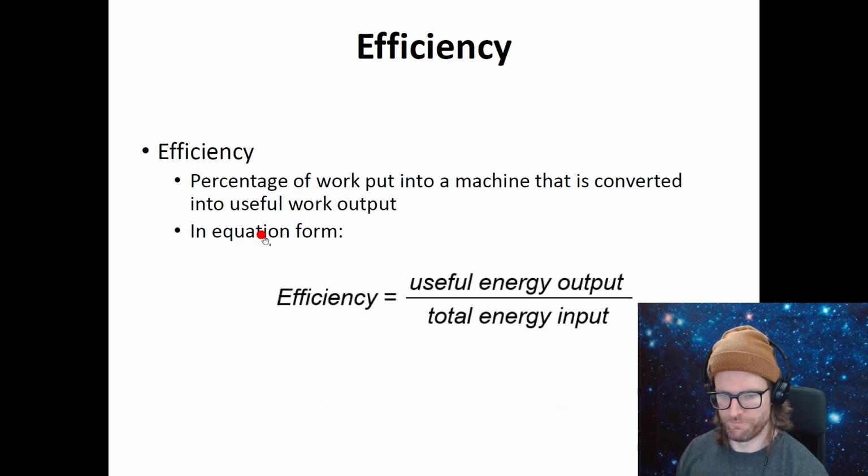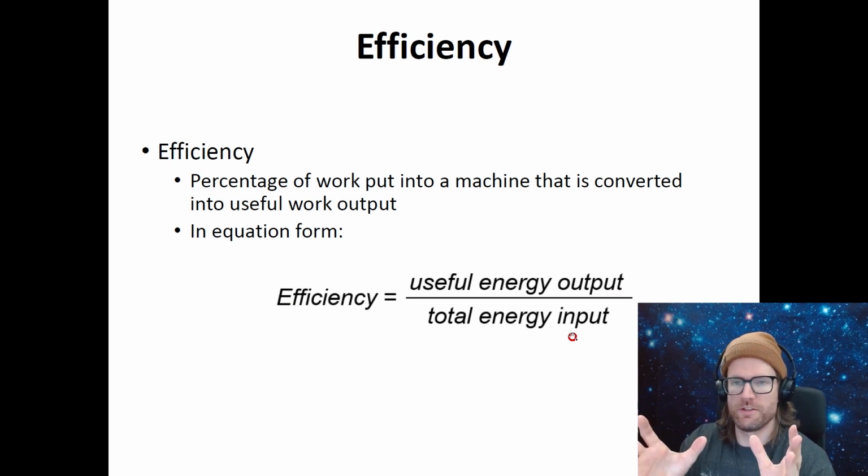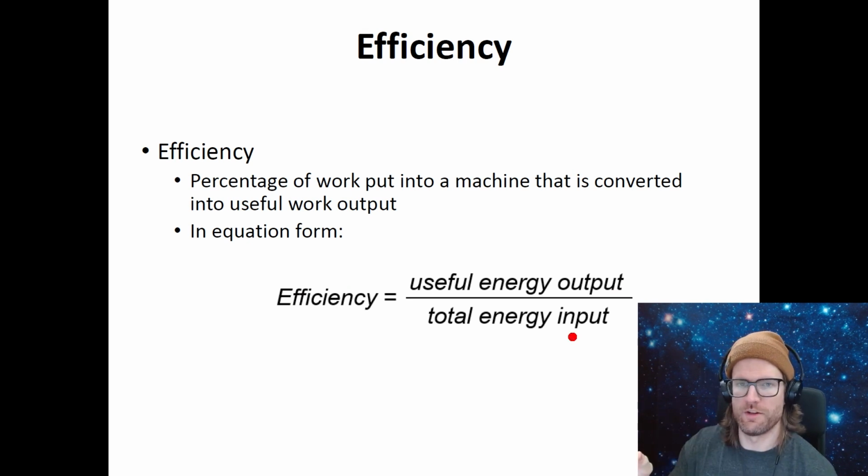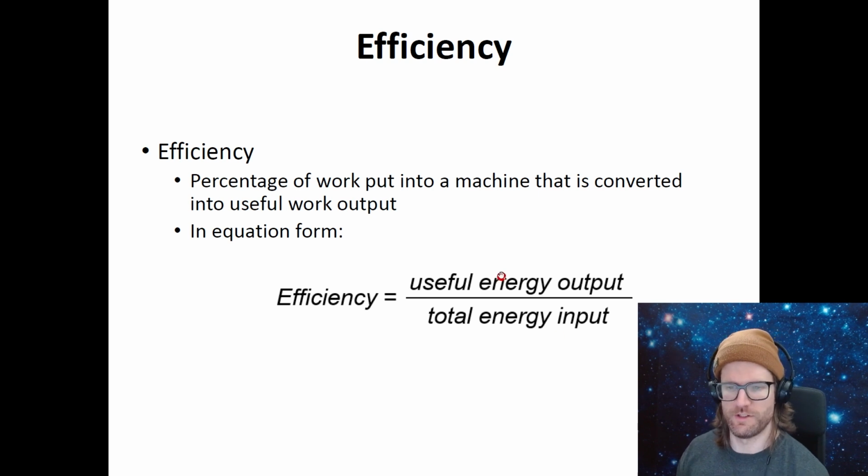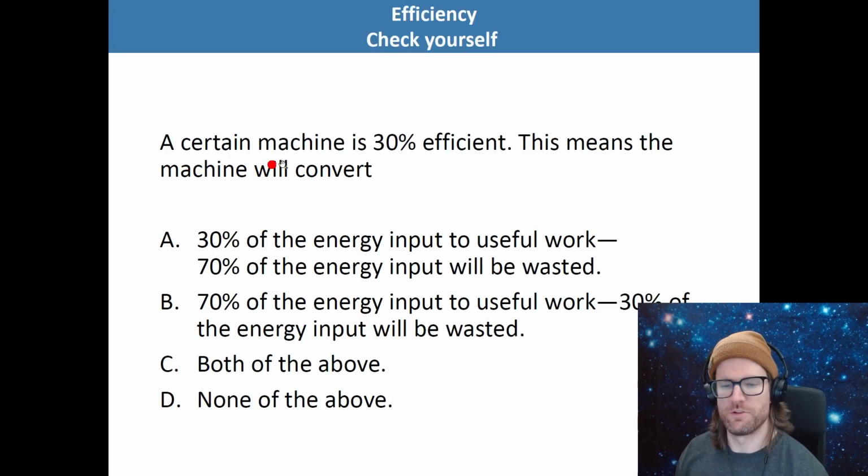All right, efficiency. Efficiency is useful energy output over total energy input. So we put energy into something we want to do, we get some useful energy out. What's that percentage? That's our efficiency. Okay, a certain machine is 30% efficient. This means that the machine will convert 30% of the energy input to useful work. That sounds good. 70% of the energy input will be wasted. That sounds right. That sounds like what efficiency means. 70% of the energy input to useful work? That sounds wrong. Not both, not none. I think it's A.